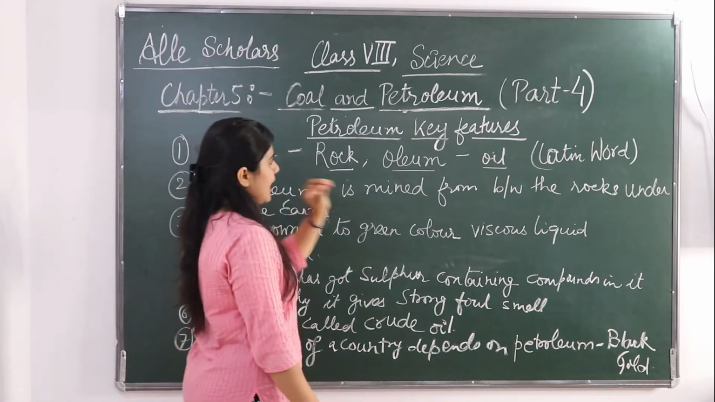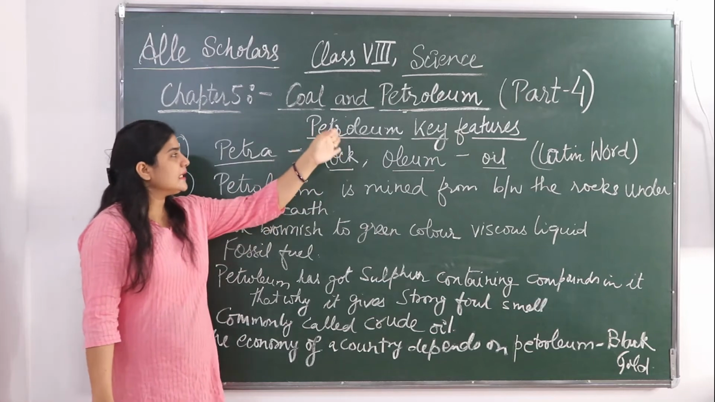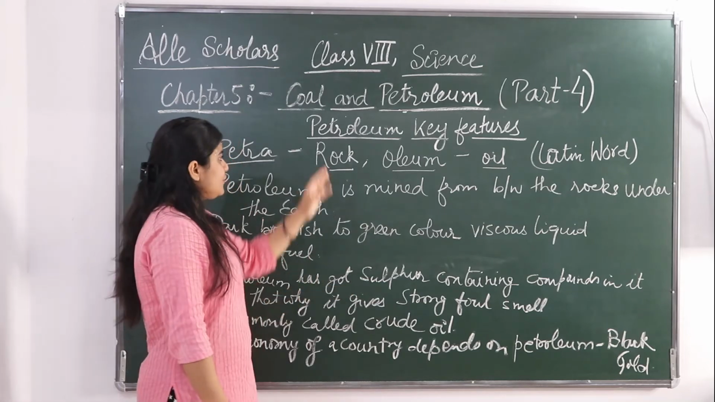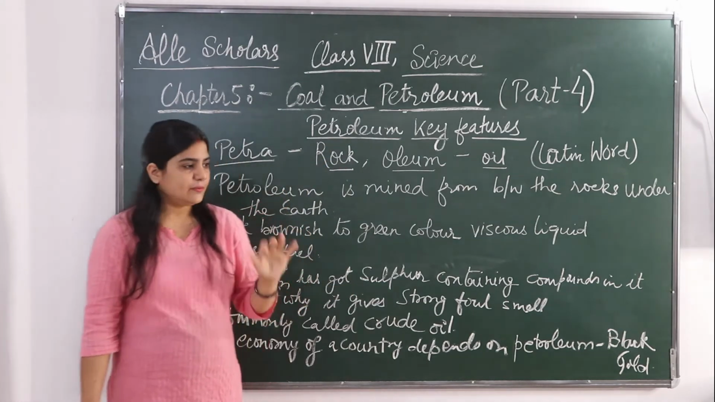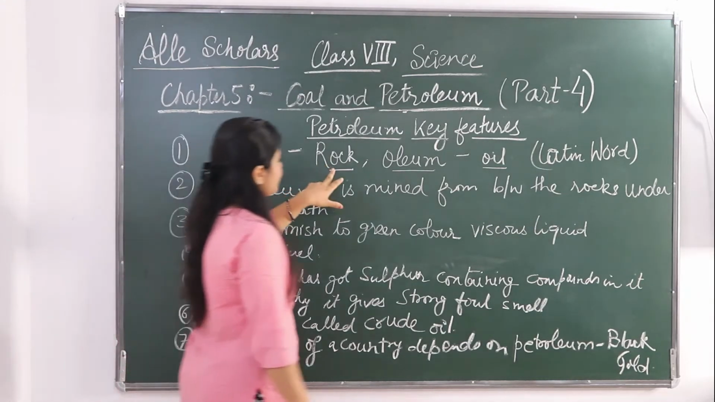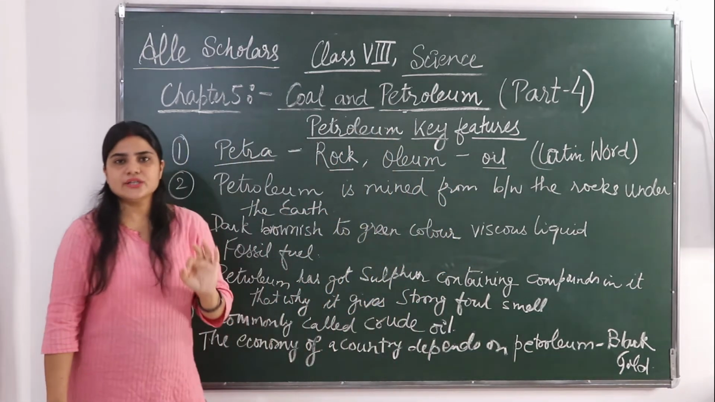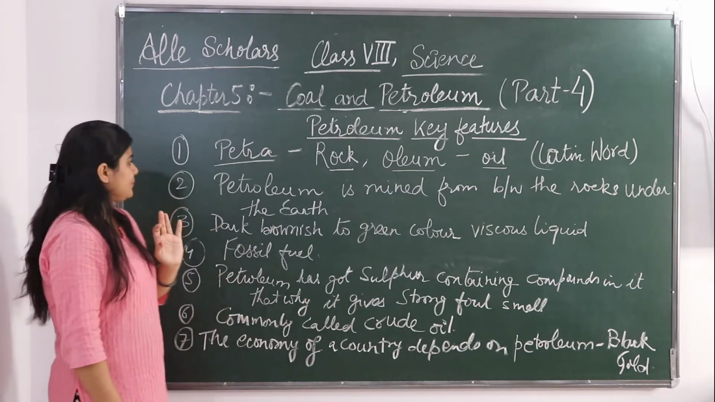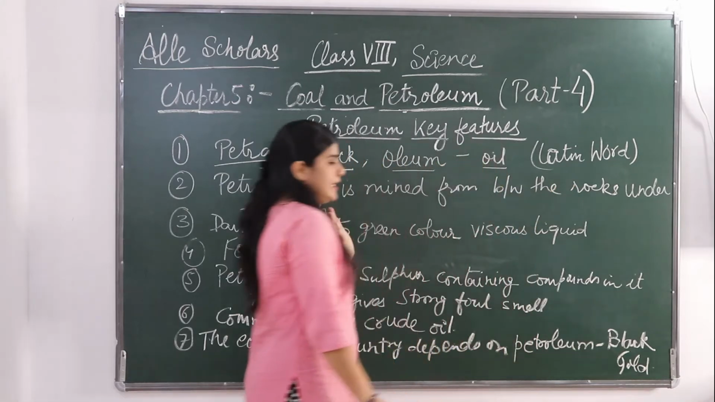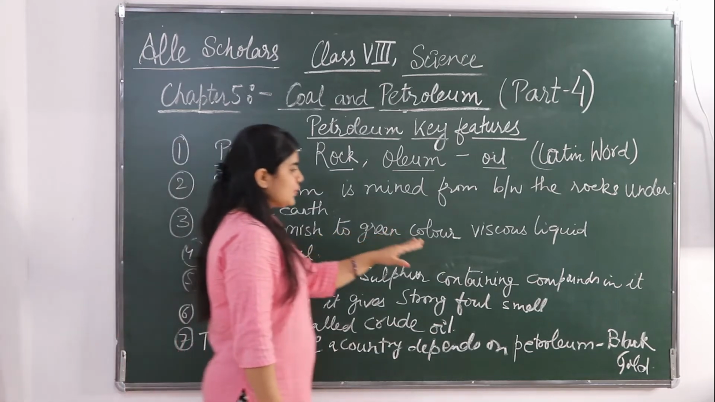Petrol and diesel that we use for our light vehicles, for our heavy vehicles, in different automobiles, is a fuel that is being generated by petroleum. Petroleum is made up of two Latin words, petra, which means rock, and oleum, which means oil. That's why it is literally called rock oil. Okay, so petroleum is mined from between the rocks under the earth. The color of petroleum is from dark brownish to green color.